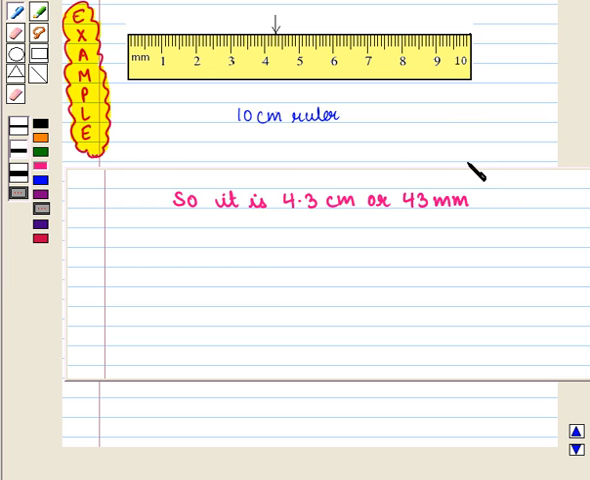Thus, in this session, we have discussed how to use US and metric rulers to measure length. This completes our session.